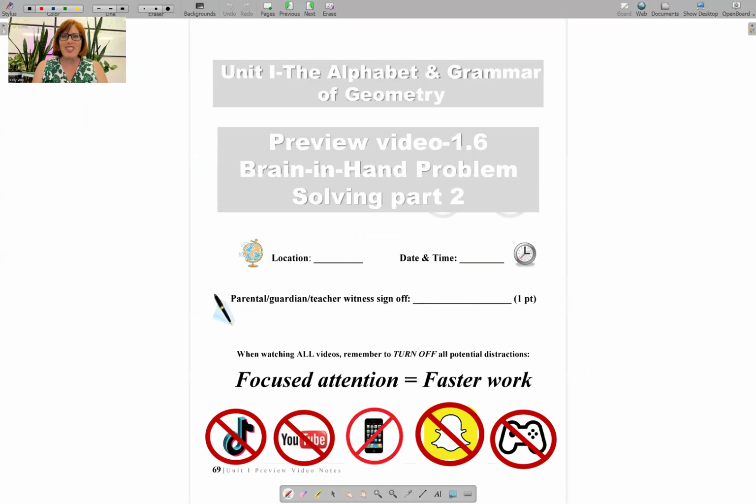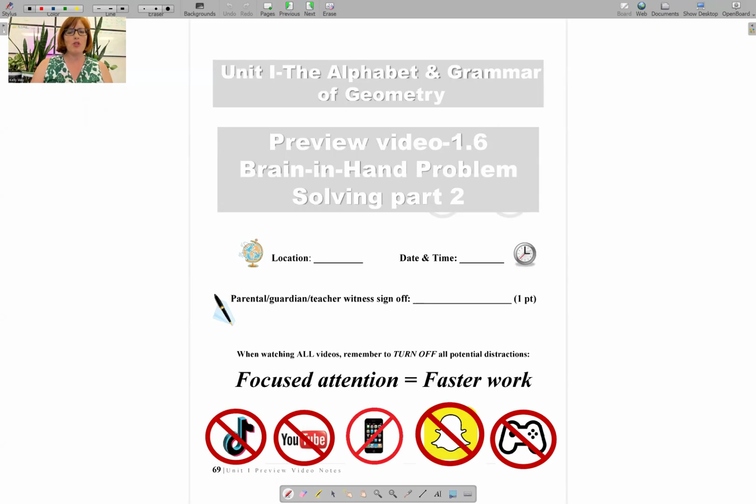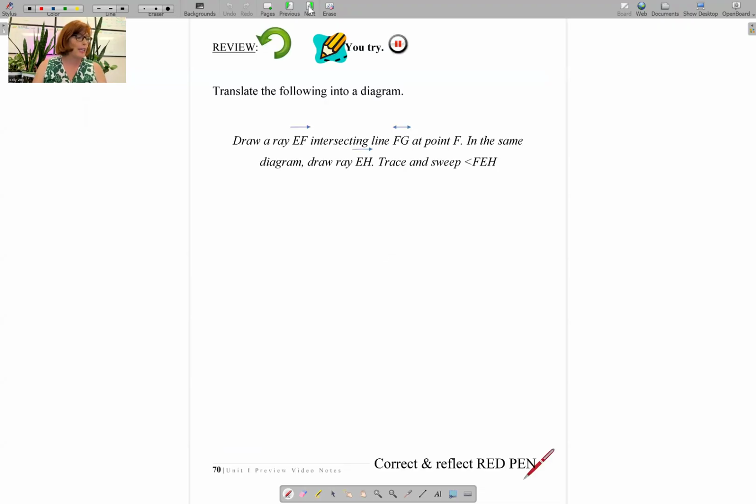We're in the home stretch. Brain and hand problem solving. Don't forget date, time, location, and a parent or guardian sign off. Please, my friends, do not be distracted by trying to multitask in any way with this. This review page, you are going to get your pencil out and do on your own. Put your finger on the word draw, read aloud, attempt to draw, then restart. Pause the video.